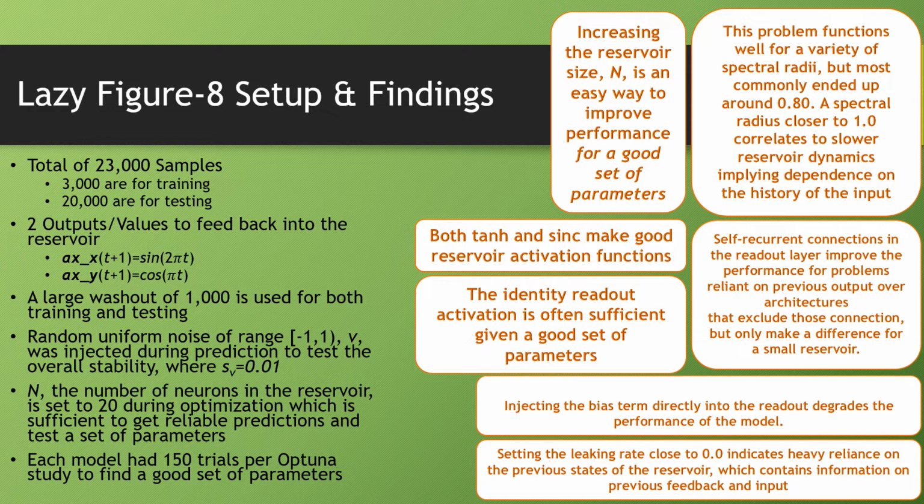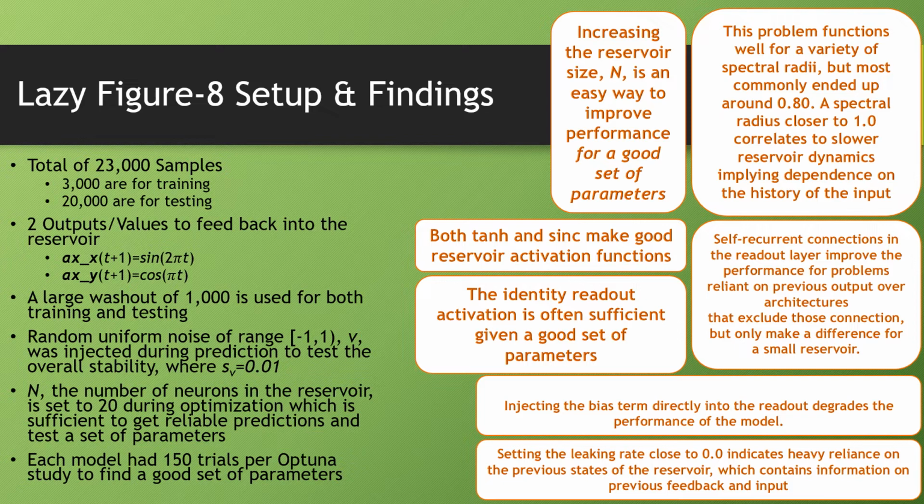The goal of this problem was to continuously produce the figure 8 pattern and not deviate from that. The only inputs for this problem are the bias value and the value from the output the ESN predicts. If those values have a lot of error, this error is going to propagate throughout the reservoir, leading to an unstable model. To increase the reservoir stability, random uniform noise was injected. The size of the reservoir was set to 20 during optimization.